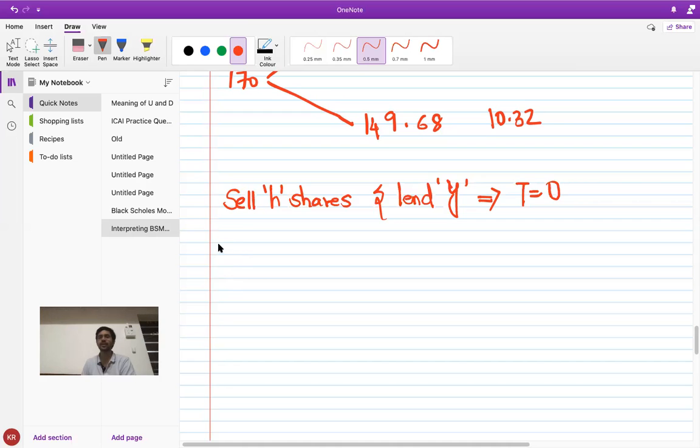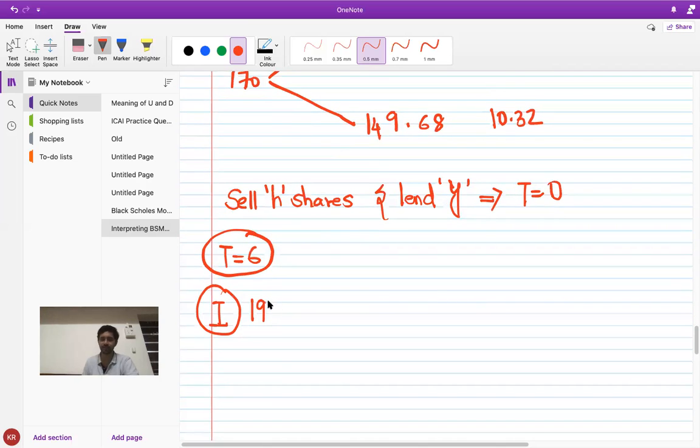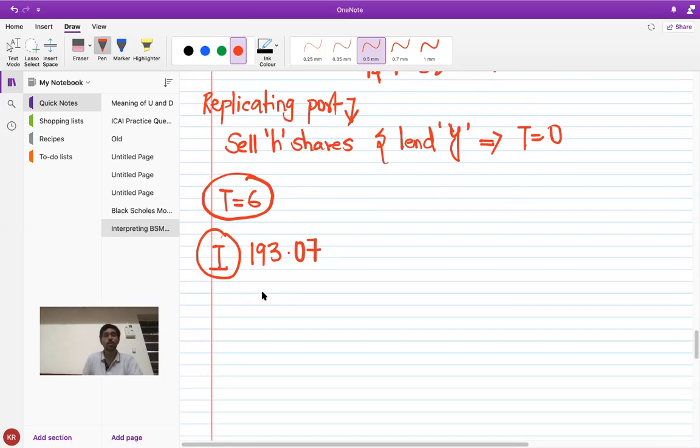All right, now let us look at t equal to 6. There are two possibilities. The first possibility is the share price can be 193.07. If the share price is 193.07, what is going to be my cash flow on the replicating portfolio? Again, I'm calling this the replicating portfolio. If the share price is 193.07, what is the net payoff of my replicating portfolio?